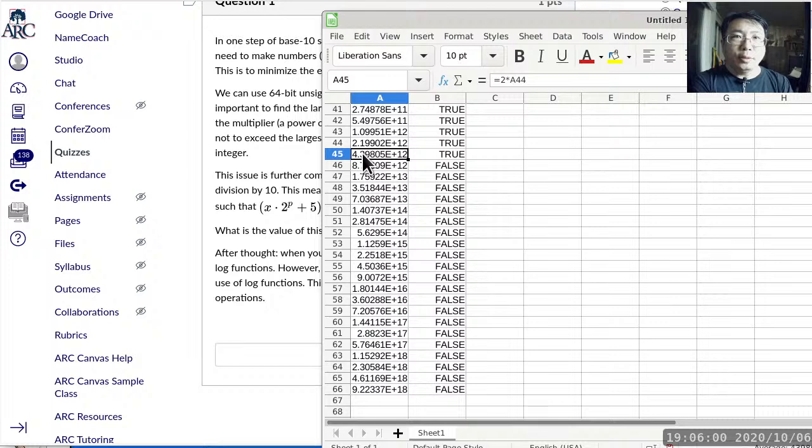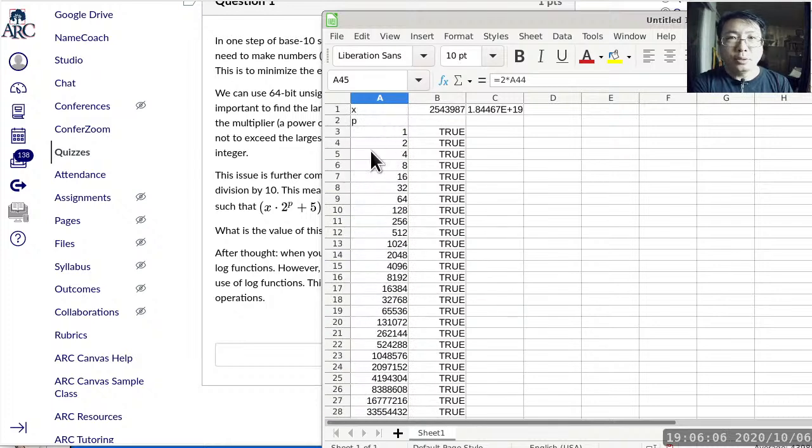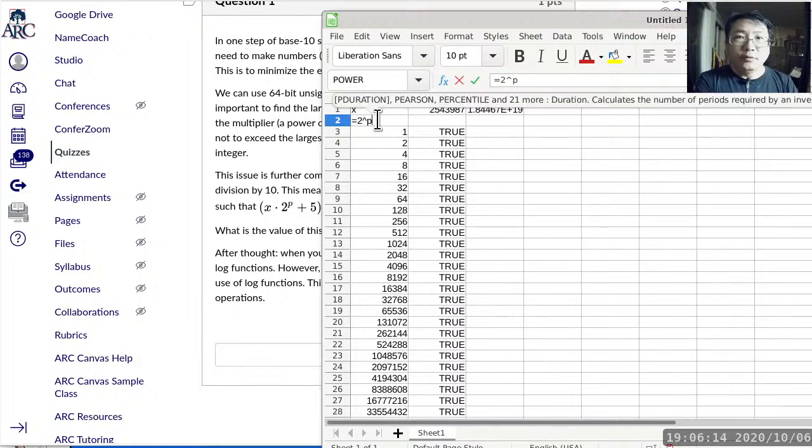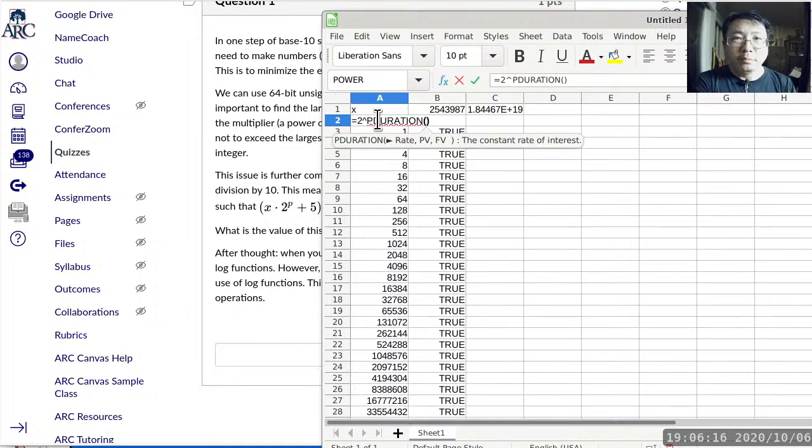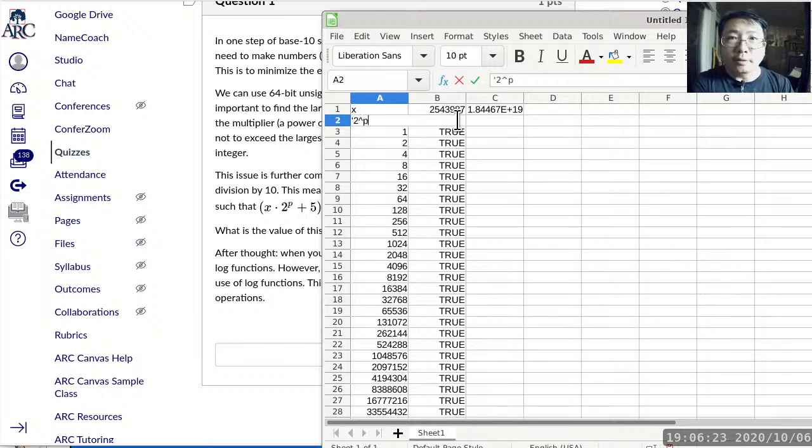Okay, so when we look at this, it doesn't tell us what the value of p is. Well, that's easy to fix too. But this is not p, by the way. That's me doing confusing things. This is 2 to the power of p. And let me do that one more time. 2 to the power of p.